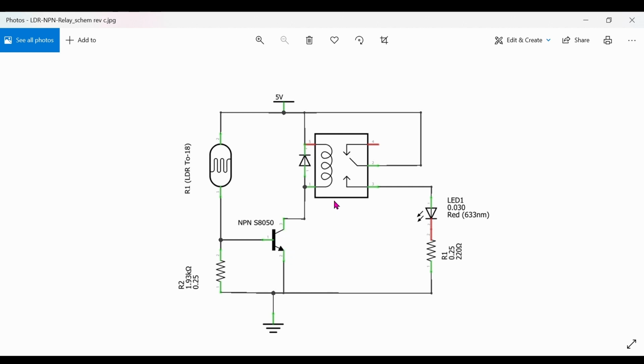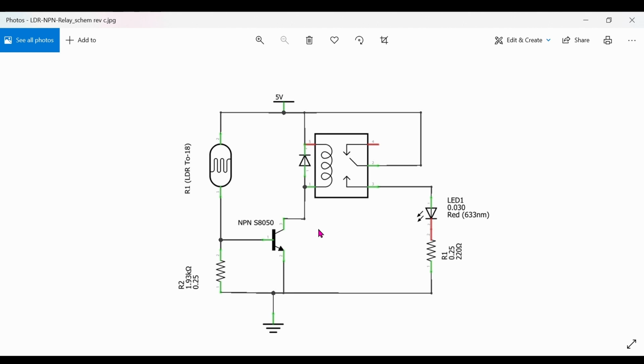This is the relay, and just assume at the moment the LDR is in darkness. The LED is connected via the common and normally open contacts in the relay, so no current is flowing through the LED, so it is off. This is the relay coil, and when it is activated, it will switch the contacts over from common to normally open. This diode protects the transistor from the brief high voltage produced when the relay coil is switched off.